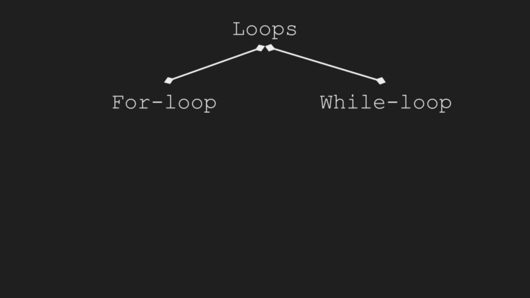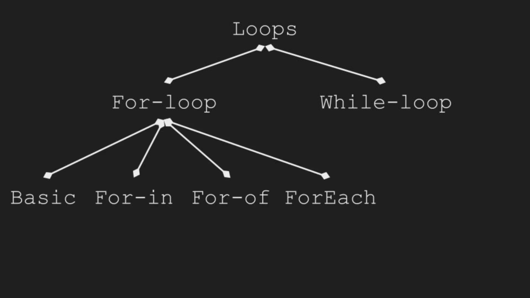In JavaScript, there are 2 kinds of loop, which are for loops and while loops. And for loops, you have the for loop, for in loop, for of loop, and forEach function. So in this tutorial, let's talk about the while loop first, and then the basic for loop, and finally the for of loop.